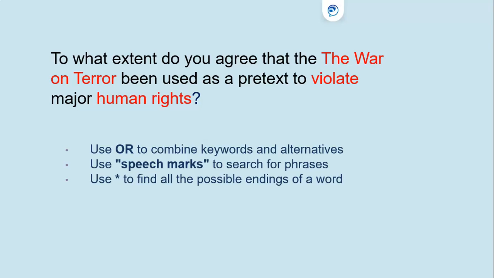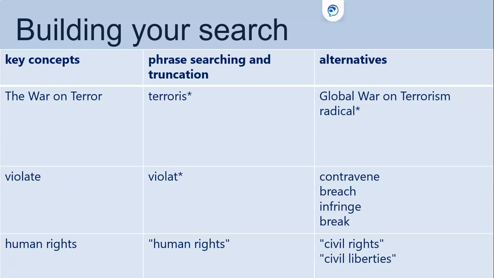These tips are part of a search system known as Boolean searching. You'll find another video on this on your Blackboard site. Once you have identified your keywords, think how else that word or concept might be described in the literature. So, war on terror might just be terrorists with an asterisk, which would find terrorist or terrorism.